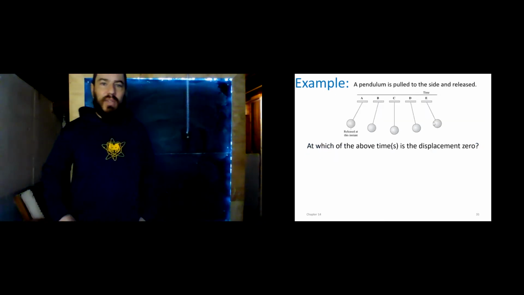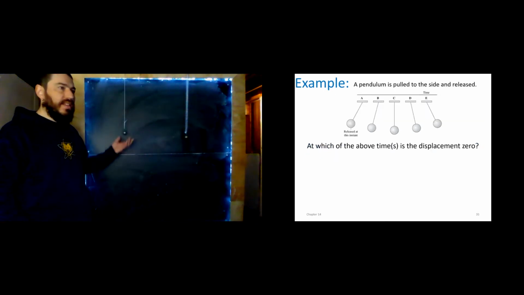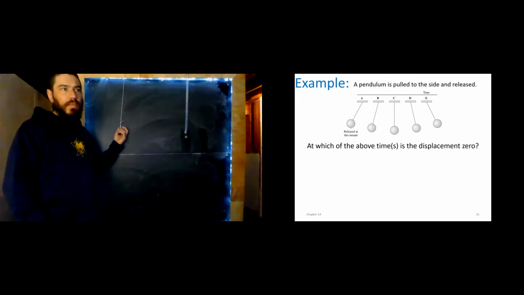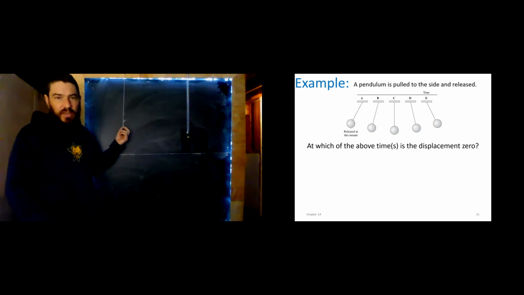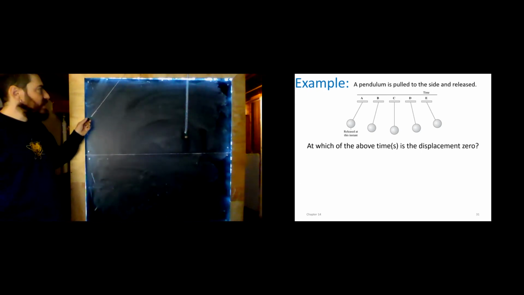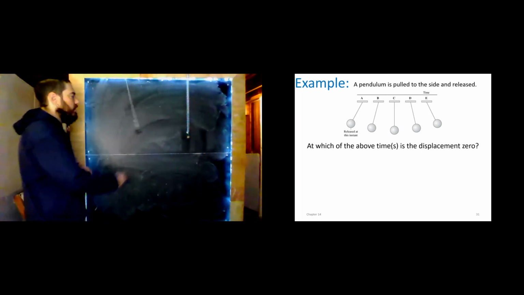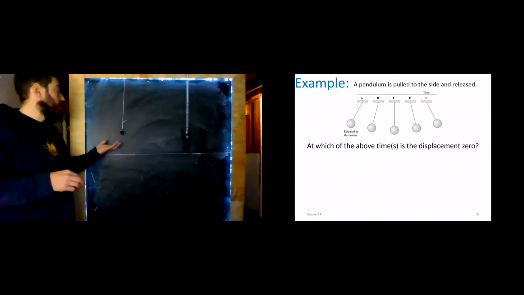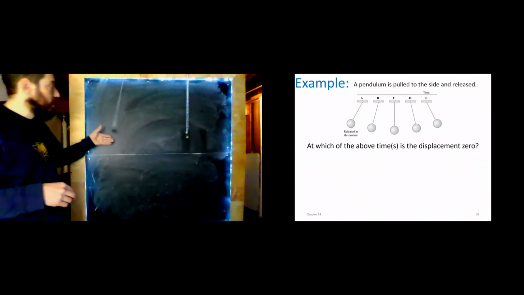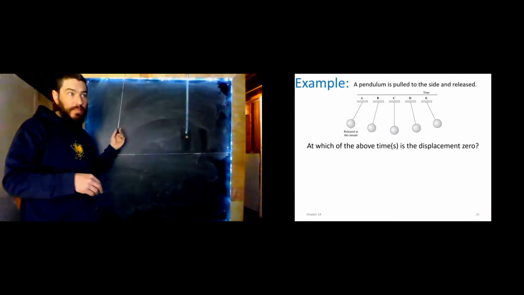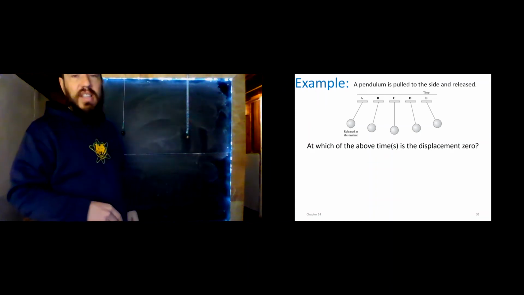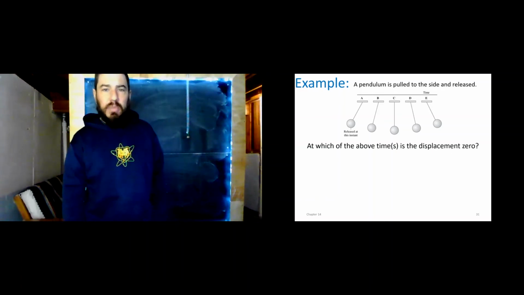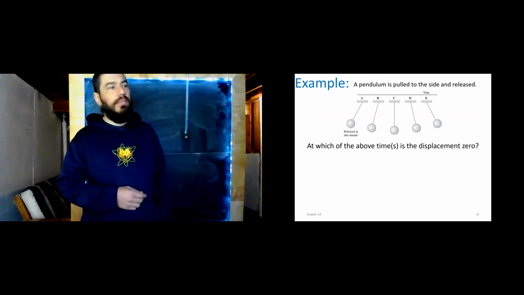Let's try the same thing for a pendulum. Now, in this case, we've got A, B, C, D, and E, and we should interpret this series of pictures as a series of pictures of this motion right here. So for the pendulum, we're going to look at half of a cycle, from this turning point to this turning point. At which of the above times is the displacement 0? Pause the video, commit to something, write it down on your paper, and I'll see you on the other side.